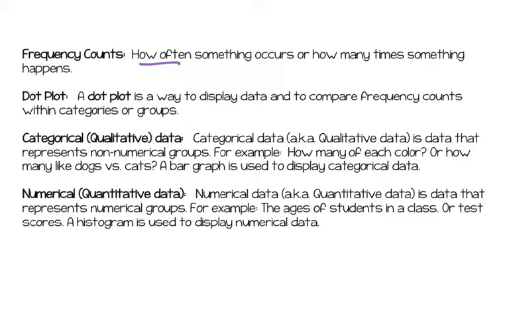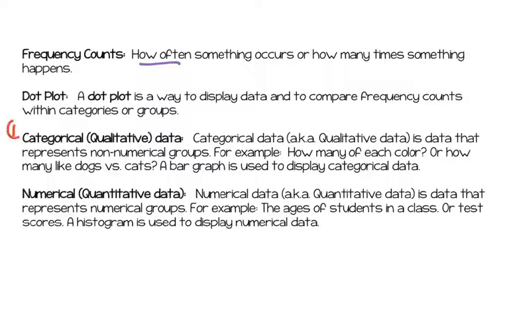A dot plot, we saw that in the last lesson, and that's where you have the x-axis, and then you have dots showing the frequency count of something. So you can see how many dots are representing a particular choice. There's 2 types of data that we deal with, and they are called categorical and numerical.